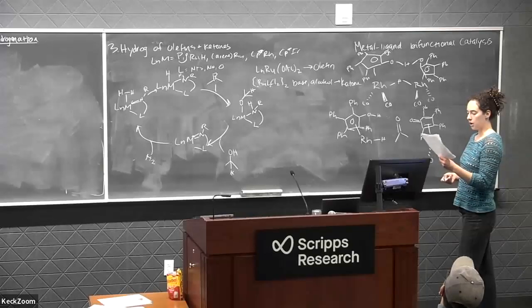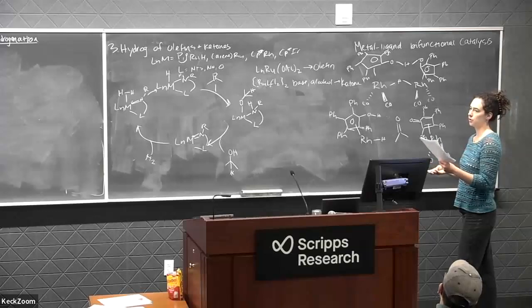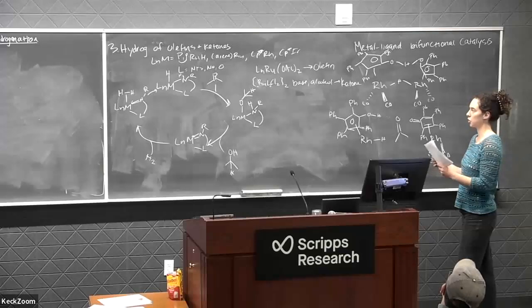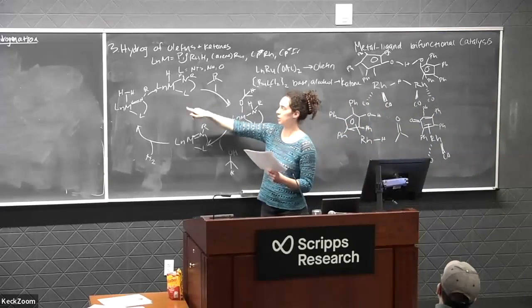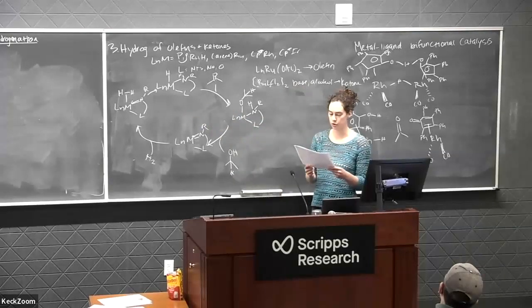And this bifunctional complex can also function for Noyori complexes, which are of the type shown here. And these have also been used for asymmetric hydrogenation.